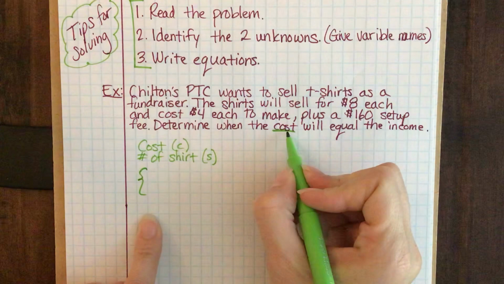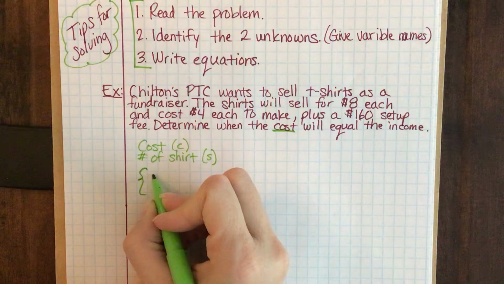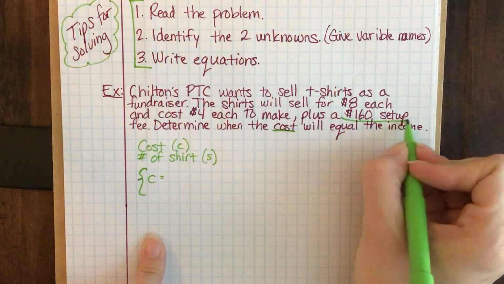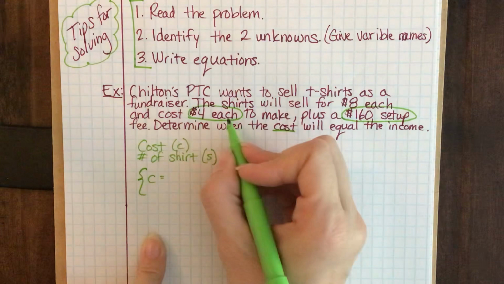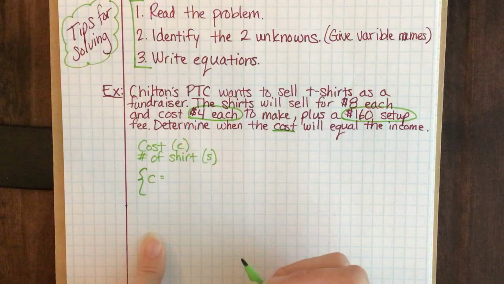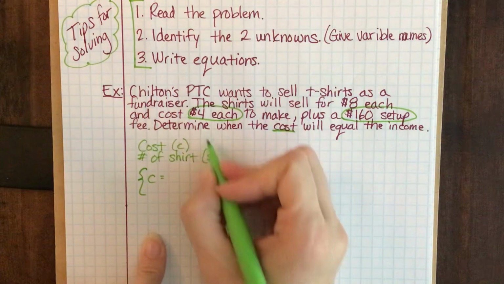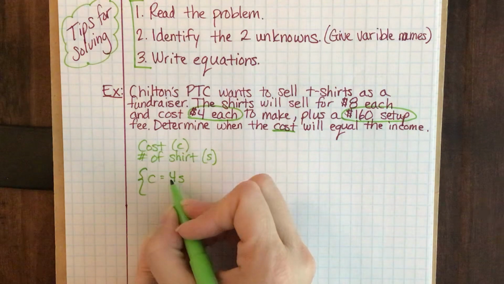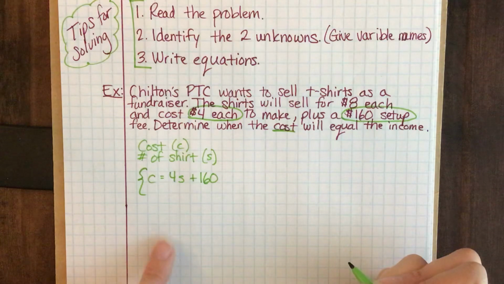Okay, to determine the cost, first of all, how much is it costing the PTC to make these shirts? To find the cost, we know that it's going to be a $160 setup fee plus $4 for each shirt. Whenever you see the word each, that's our reoccurring fee. Every single t-shirt is going to cost $4. So since our shirts we're using as a variable of S, we're going to multiply 4 times S. So if you sold 100 shirts, that would be $400, okay? Plus that $160 fee that it cost to get started.